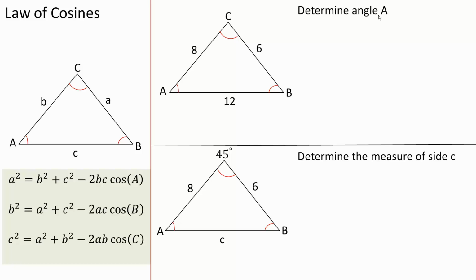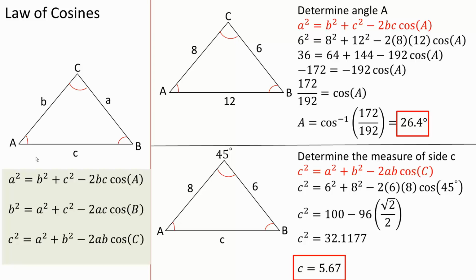And so with the first problem, we actually just want to solve for angle A. The second problem, we want to determine the measure of side length C. We want to determine the C right here. And so if you want to pause the video and attempt these problems, feel free. And so we want to determine angle A, so we'll use the first formula. So side length A squared is equal to side length B squared plus side length C squared minus 2 times side length B times side length C times cosine A. And we want to solve for the angle A.